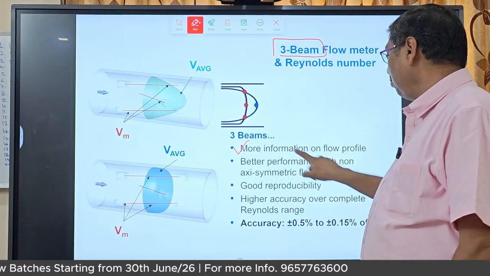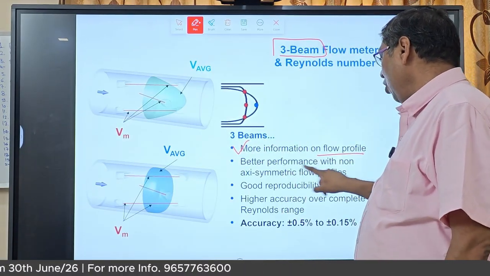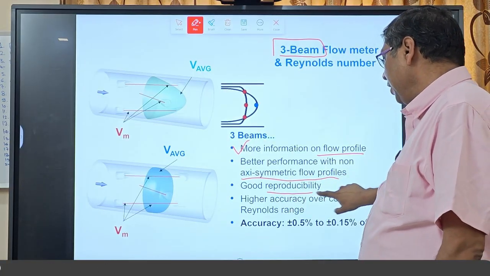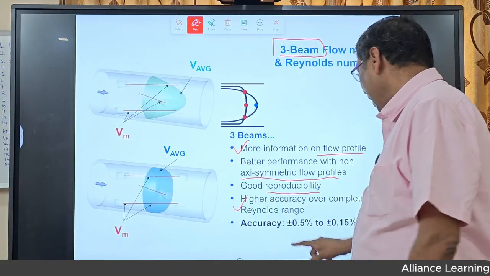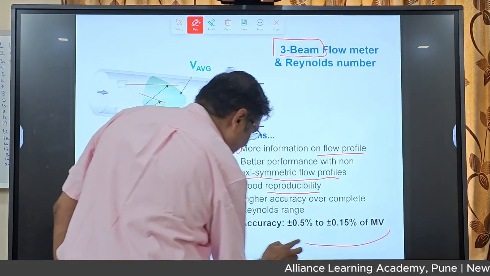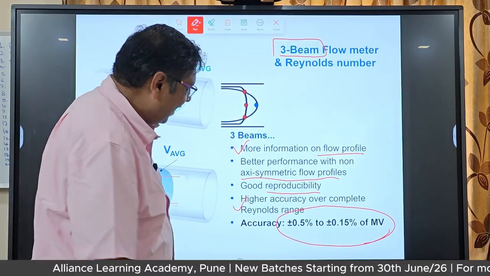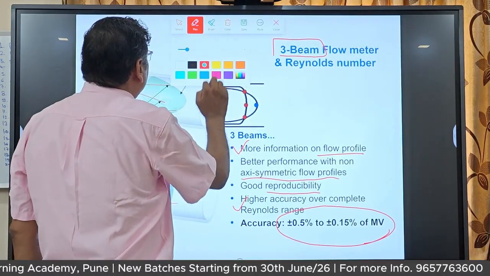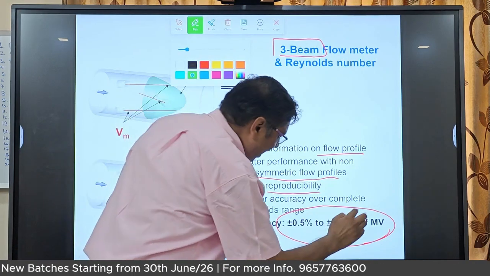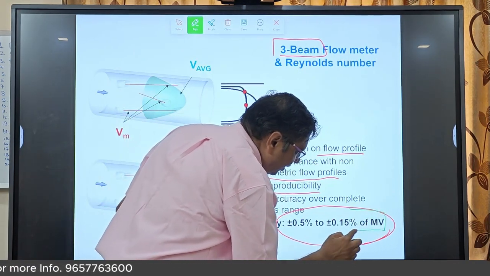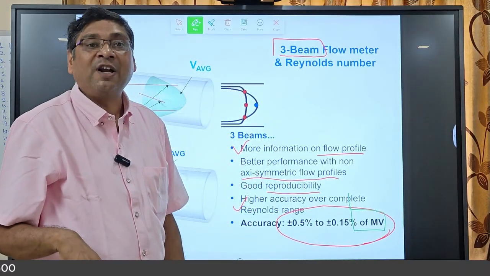More information of flow profile, better performance with a non-axial symmetric flow profile, good reproducibility, higher accuracy, and the accuracy range is the... Now, interesting thing. I am just changing the color for your benefit. Here I am talking about the accuracy of MV, the measured value.